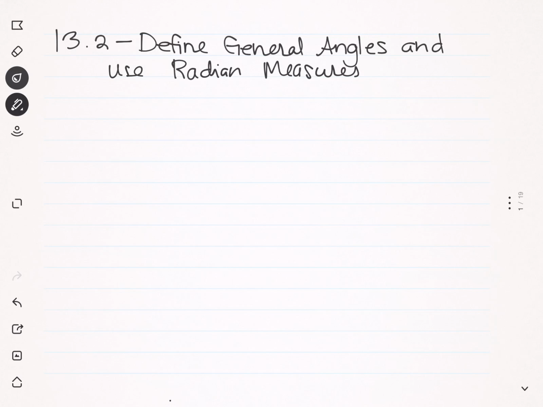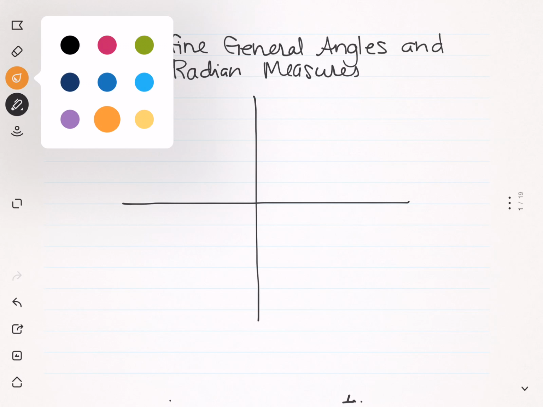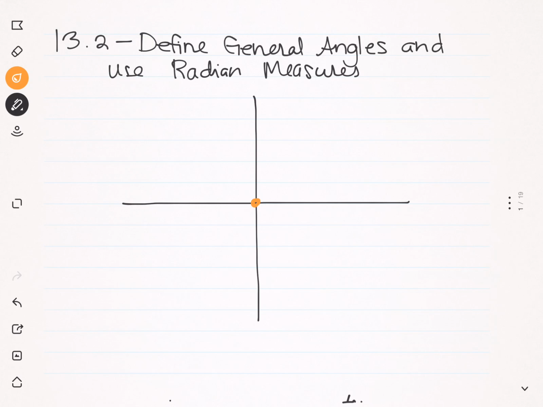Okay, so when you graph an angle in standard position, you are going to start with your coordinate plane, your xy axis, and an angle is made up of two rays, and the vertex of the angle is going to be the origin. And so one ray is going to start on the x-axis, and that's what we call our initial side of our angle.